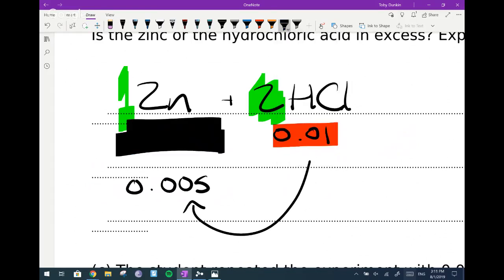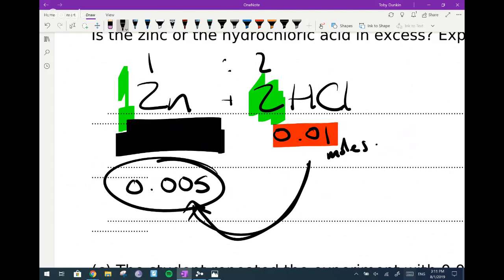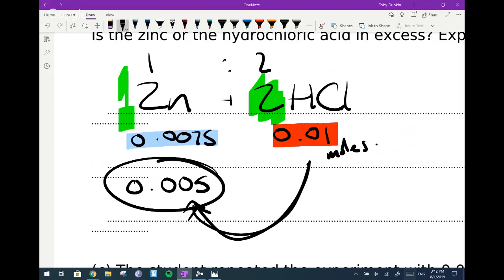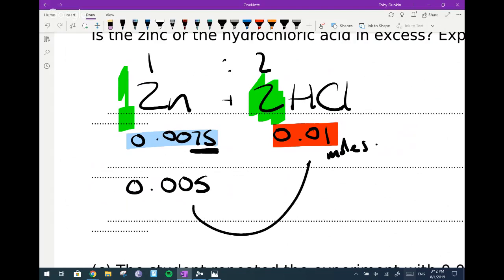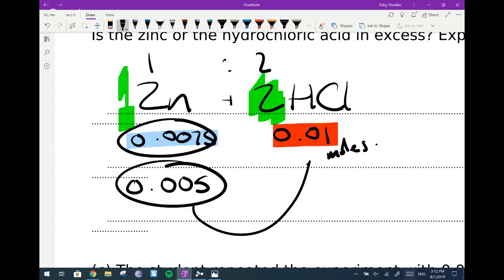Right, now if I was given 0.01 moles, let's actually write that in, moles of HCl, how much zinc would I need? How much zinc would I need to use it all? And the answer is, it's a 2 to 1. And that is the amount of zinc I would have required. Half the amount. How much did I have? I had more than that. This number is bigger than this number. This is therefore in excess.